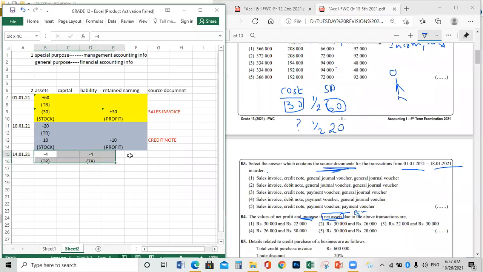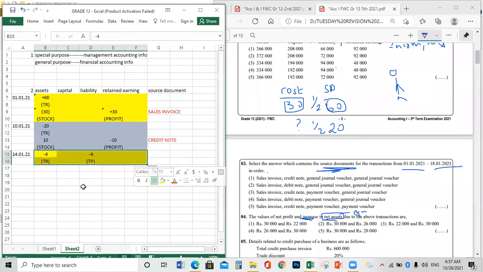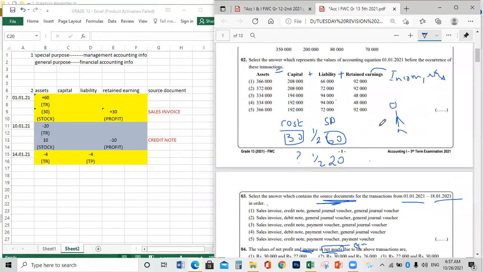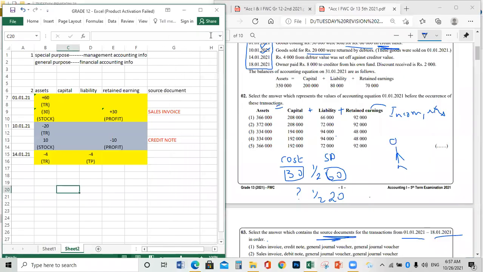Now tell me guys, what is the source document for this? What is the source document to record set off entry? Very good. Journal voucher. Guys, you don't have anywhere to record, so you will go and record it in the general journal.